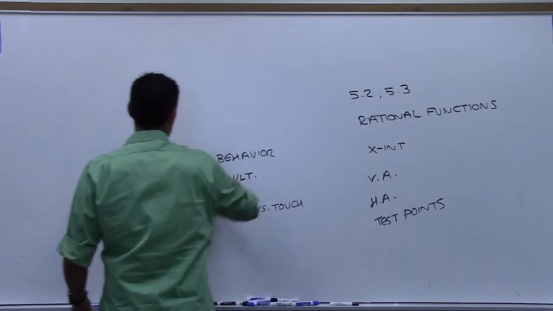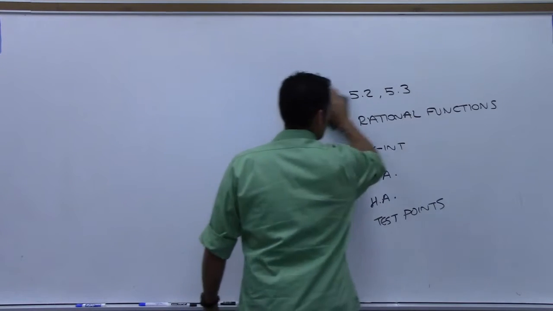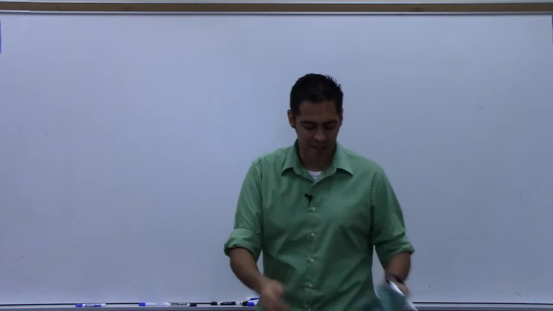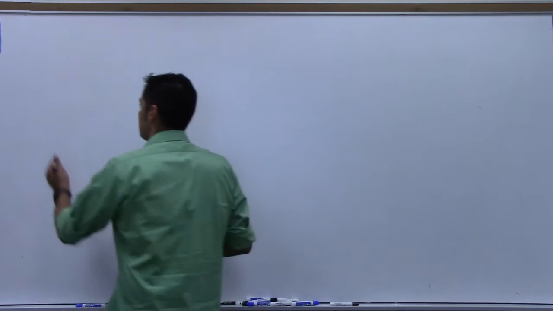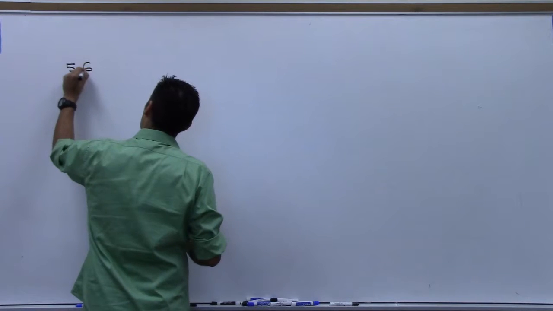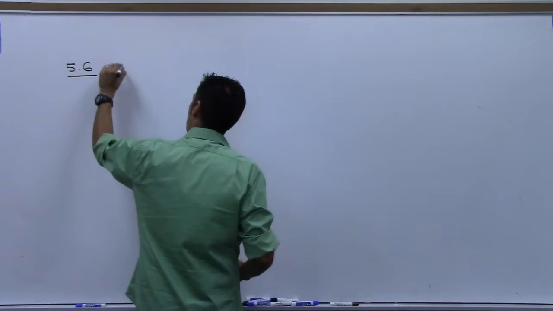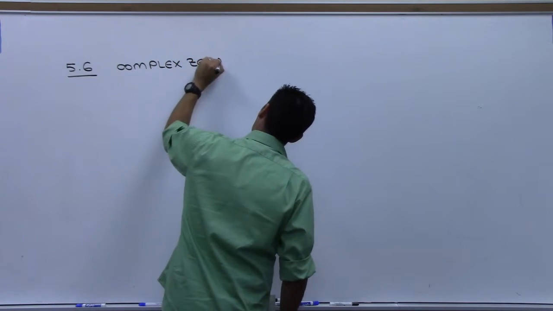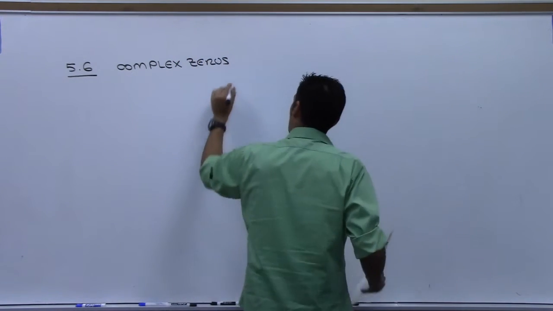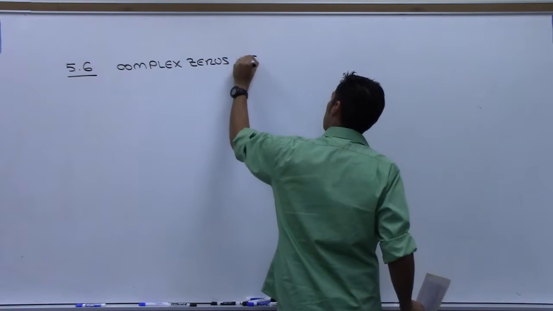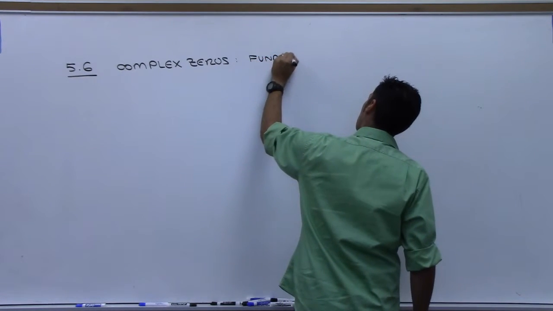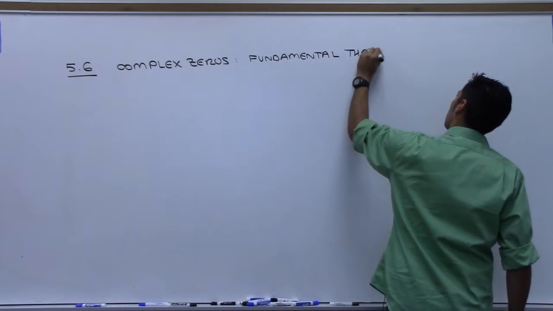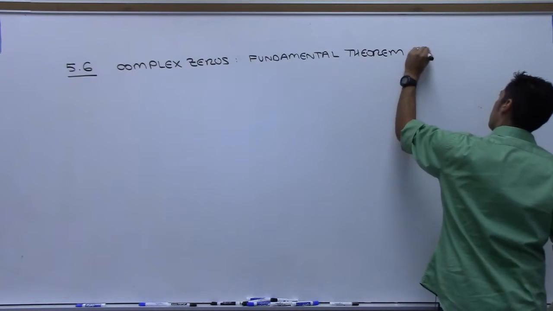Now 5.6, I'm going to go through pretty quick, okay? And I'll try and explain why I do not like to emphasize this section too much. 5.6 is titled Complex Zeros and the Fundamental Theorem of Algebra.